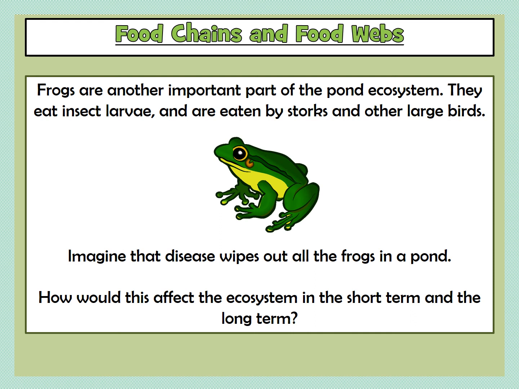Now imagine that a particular disease that only really affects frogs comes to this ecosystem and wipes out all of the frogs in this pond. There's no frogs, there's no frog spawn, there's no tadpoles, there will be no frogs. I'd like you to have a think about how this will affect the ecosystem. How will it affect the creatures that eat the frogs or that are eaten by the frogs? Who's going to benefit and who's not going to benefit?